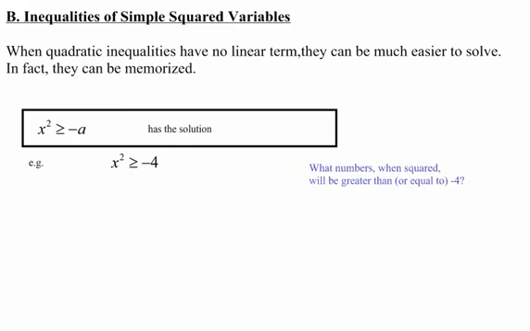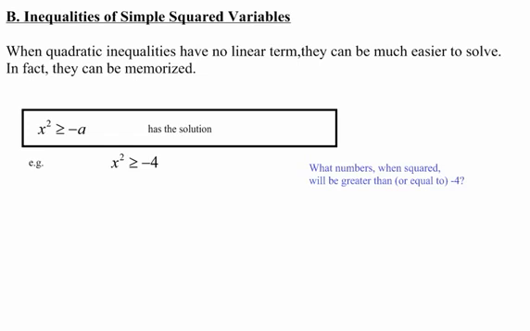Okay, so what if we have a quadratic? Inequalities of simple squared variables. If it's very simple, like this, not a complex quadratic, we don't have to make a chart. We could just basically reason our way to the solution. So if you look at x squared is greater than or equal to negative 8.